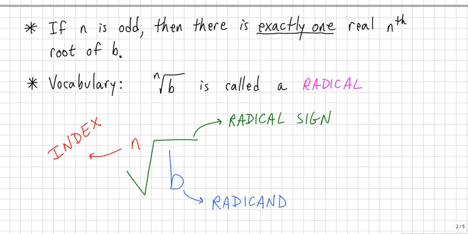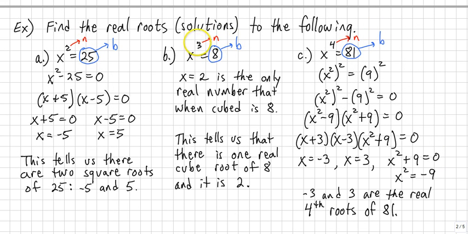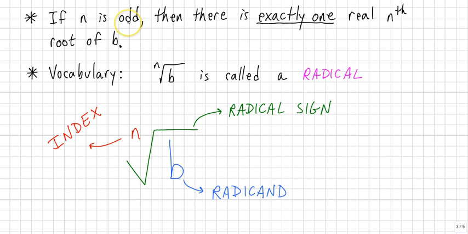Well, what if n is odd? So we saw an example of that too. So what if this n right here is an odd number, like x cubed equals 8? Well, when we did that one, we saw that there was one real, in this case, cube root, and it was +2 for that example. Turns out that always happens. So if n is odd, there's exactly one real nth root of that number b. Doesn't matter what b is. B could be positive, b could be negative, b could be 0. Doesn't matter. If n is odd, there's exactly one real nth root of that number.